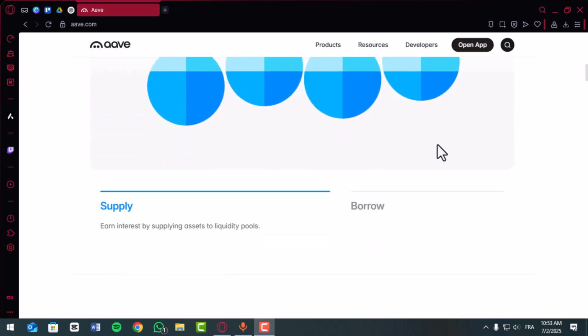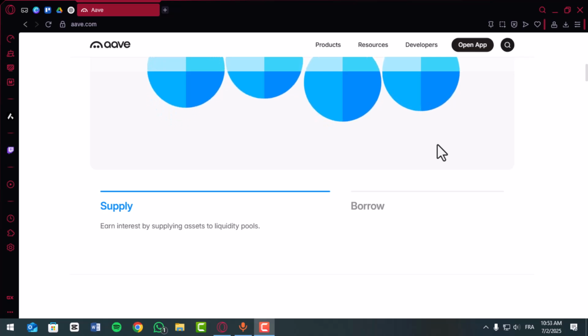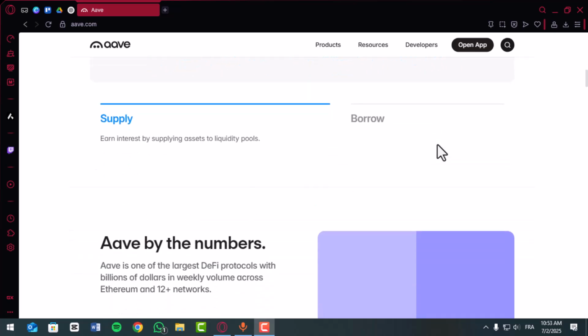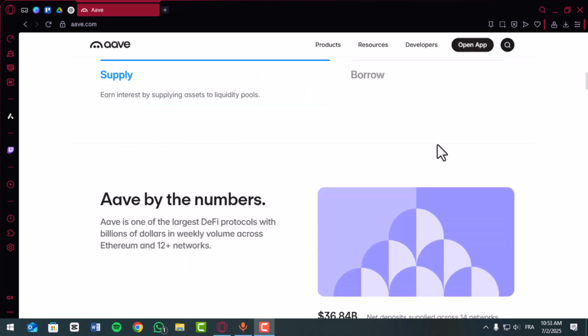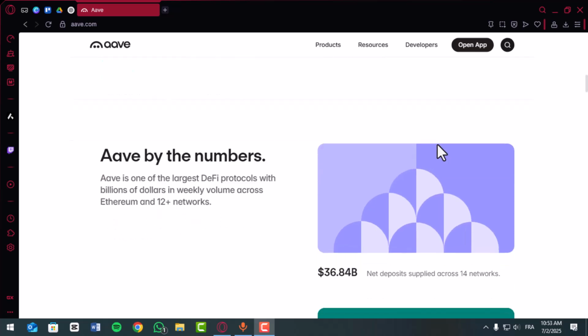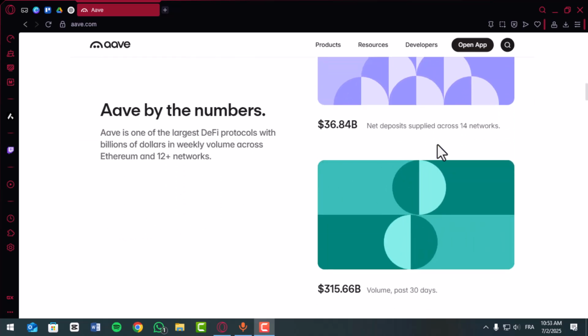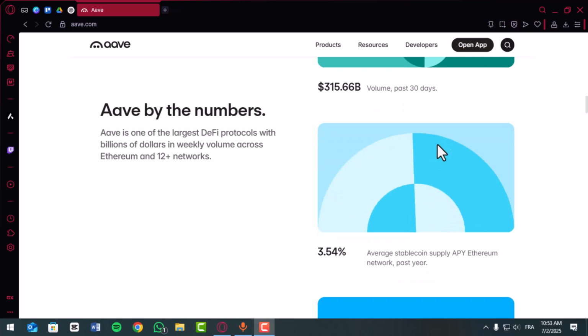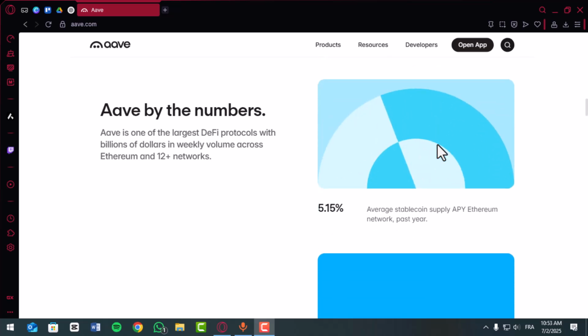Click deposit, enter the amount of tokens you want to supply, then approve the transaction in your wallet. Once deposited, you start earning APY instantly, either through interest, trading fees, or reward tokens, depending on the protocol. You can withdraw anytime by going to withdraw or remove liquidity, depending on the platform.